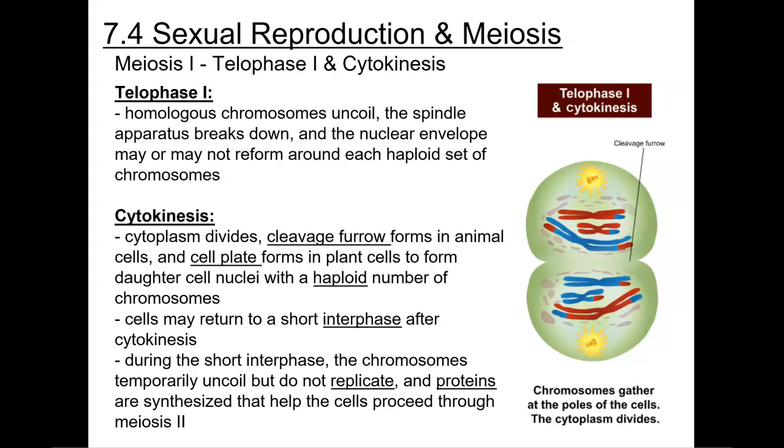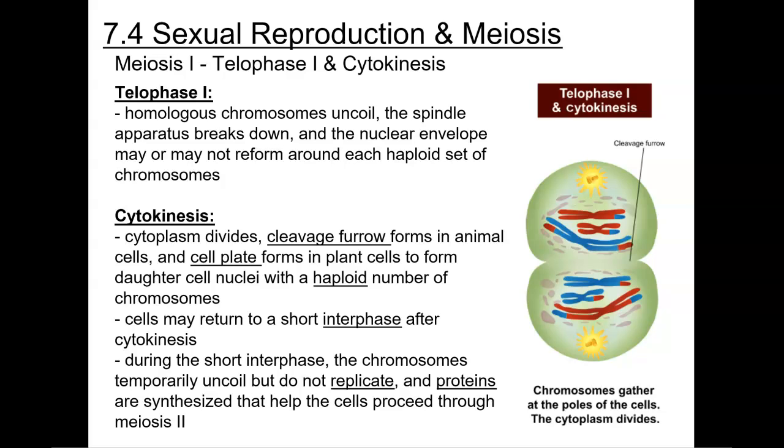Telophase 1 is going to be where these homologous chromosomes are going to start to uncoil. The spindle apparatus is going to break down, and the nuclear envelope may or may not reform around each haploid set of chromosomes. So it may come together or it may directly go into cytokinesis and the next phase. So with cytokinesis, like I said, that's going to be the division of cytoplasm. So we have that cleavage furrow starting to come in and form, and of course this is only in animal cells. You have a cell plate that's going to form that goes through the plant cell. And so those daughter cells with haploid numbers of chromosomes are going to be there.